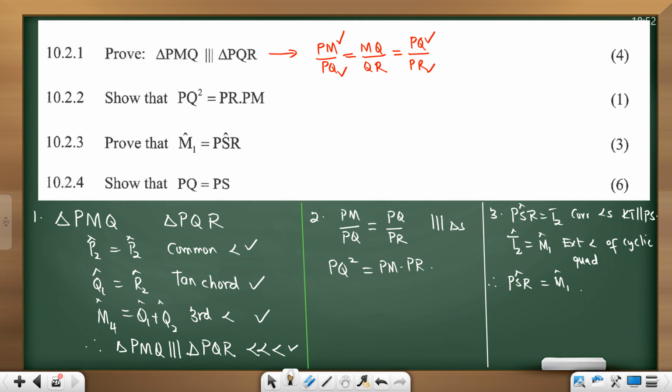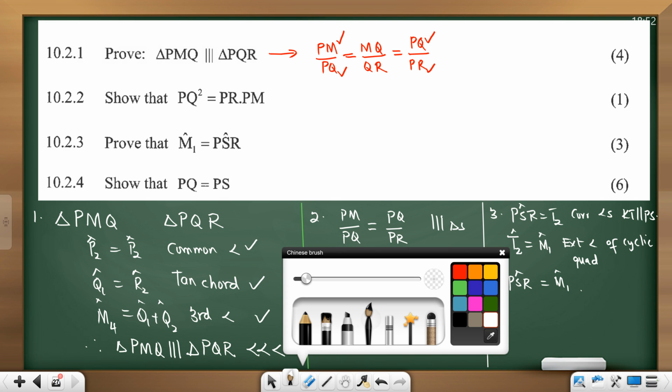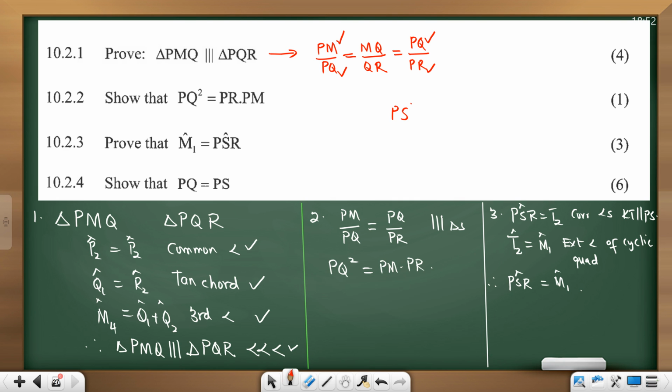6 marks. Here you need to gym a bit, but let's not worry and be scared. I'll tell you what's coming to my head. Show that PQ is equal to PS. It means that PQ is PS. Look at question 2. What do you notice? PQ squared. It therefore means that I can conclude that PS squared should also be equal to PR times PM.